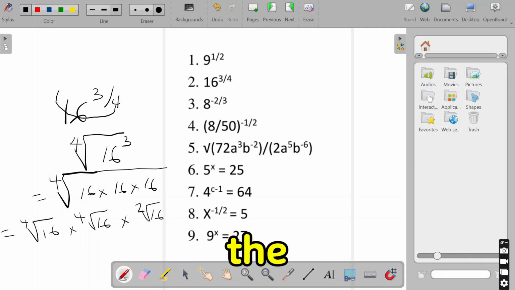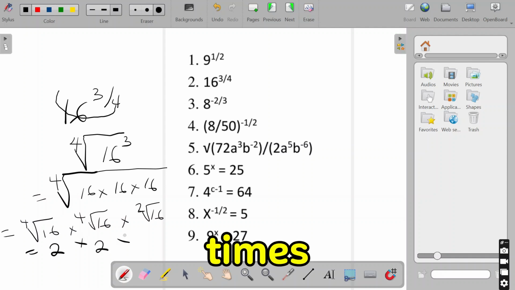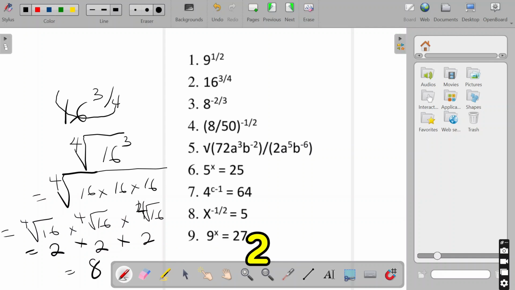So the 4th root of 16 becomes 2. The 4th root of 16 here is 2, times the 4th root of 16 here is 2, and times the 4th root of 16 here also is 2. So the answer becomes 8. 2 times 2 times 2 is 8. So that's the answer.